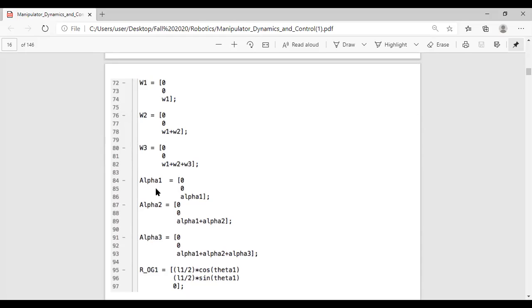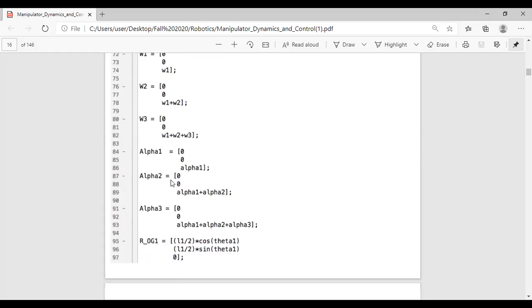The angular velocity builds up, right? Even if omega 2 and omega 3 are not changing, but omega 1 has some velocity, link 3 will have the same angular velocity as the first link. Why? Because you're sitting on the first link, even though omega 2 and omega 3 are 0. You are still moving because you are sitting on the first link, right? Same thing for the angular acceleration.